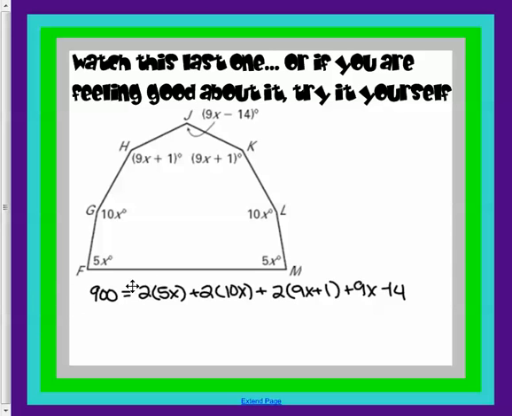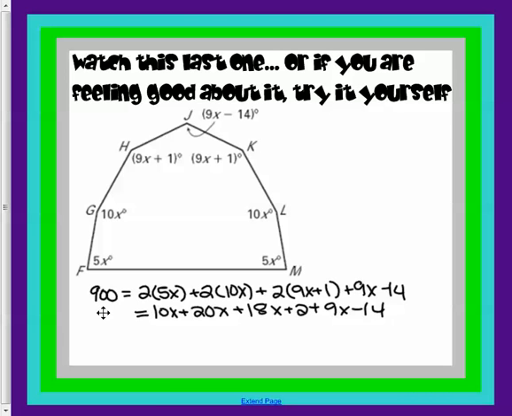This one is crazy to write out, so I'm just going to double everything that I see that has a pair, and then this 9x minus 14 is left over. So this is 10x plus 20x plus 18x plus 2 plus 9x minus 14.